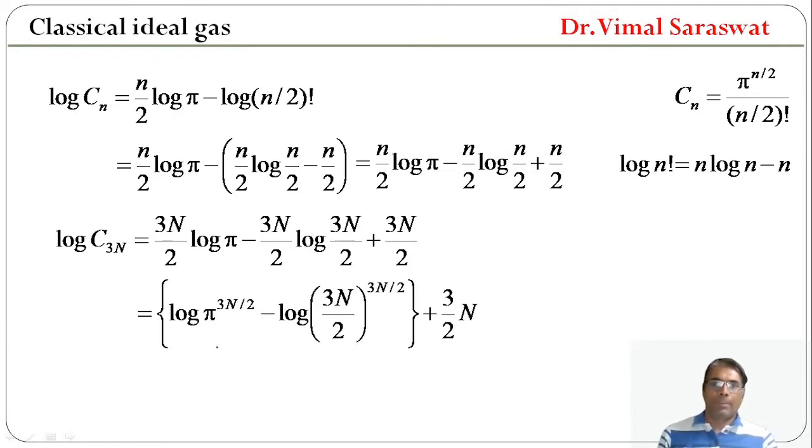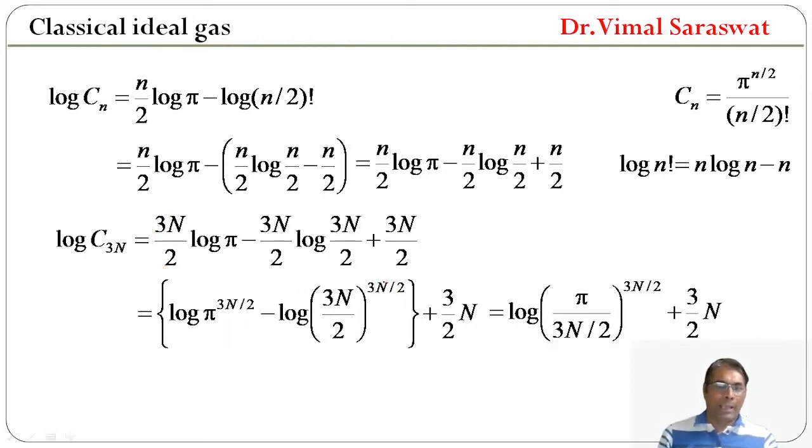Now this will be equal to log π raised to 3n/2. So we apply n log m equal to log m raised to n here. So this will be log π raised to 3n/2, and this will be log (3n/2) whole power 3n/2, and this 3n/2 is written here.